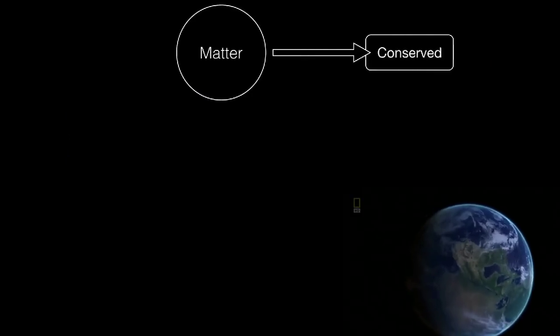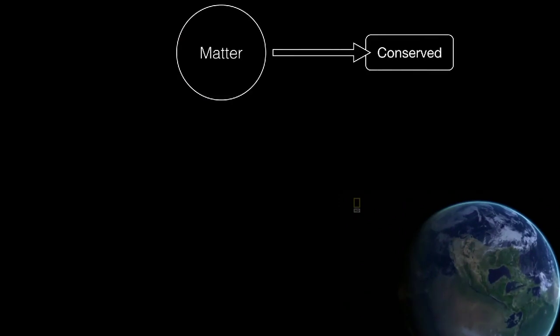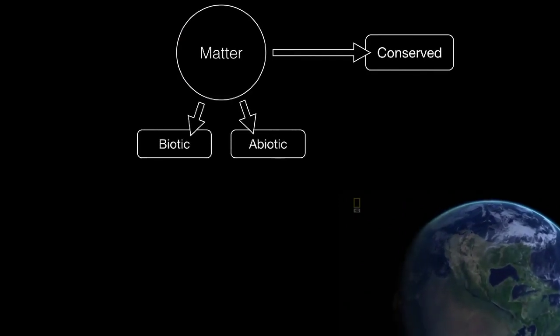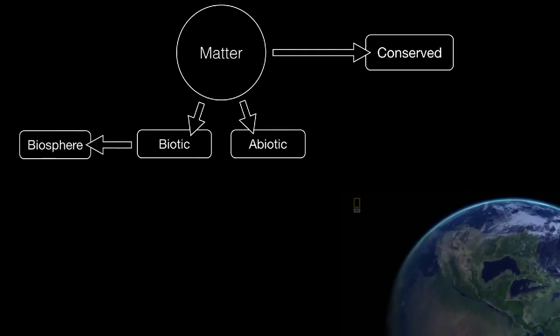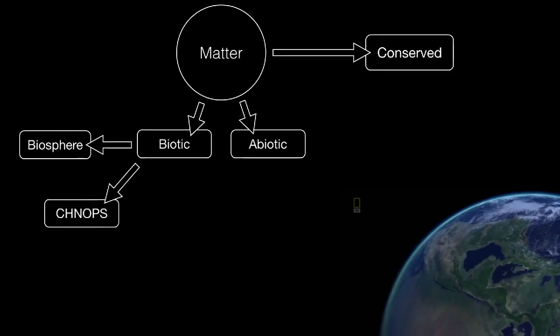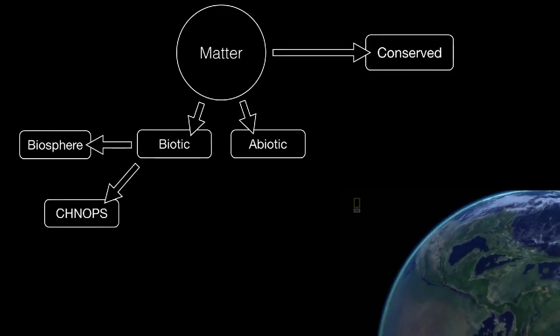And so the matter on our planet is conserved. We have a set amount, and it moves between the biotic or living and abiotic world. The living world is called the biosphere on our planet, and the nutrients that we need are best remembered in this mnemonic: carbon, hydrogen, nitrogen, oxygen, phosphorus, and sulfur.